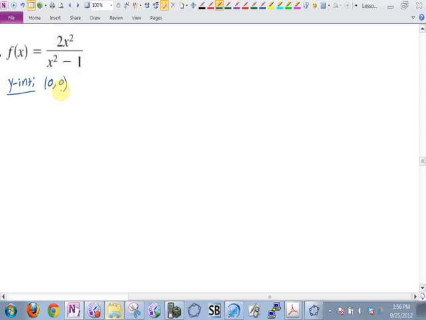0 over negative 1 is, in fact, 0. How do you find the x-intercept? We set the top equal to 0. So 2x squared equals 0. How many solutions will this have, by the way? It will have 2. And what does it turn out they both are?